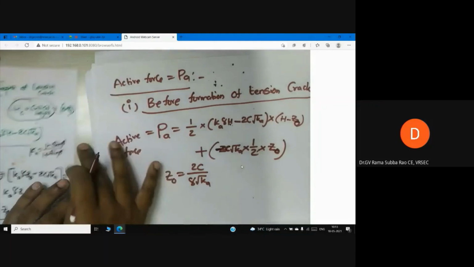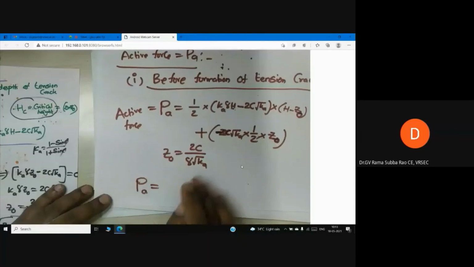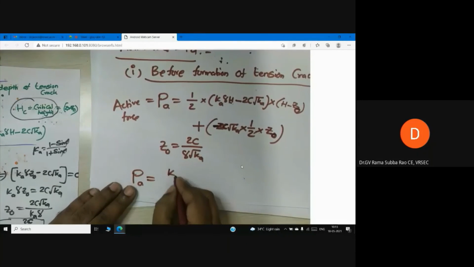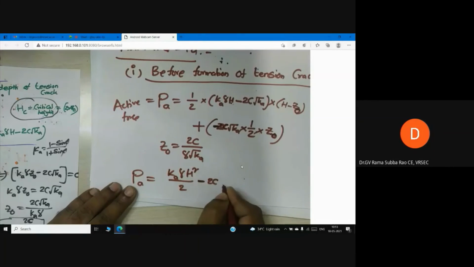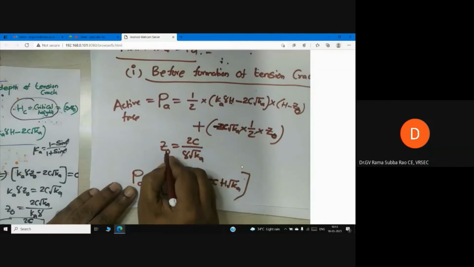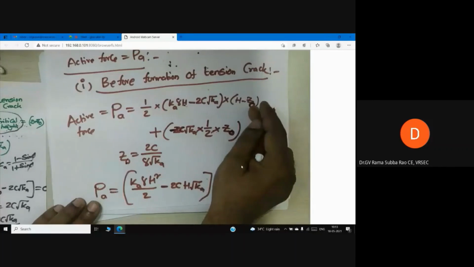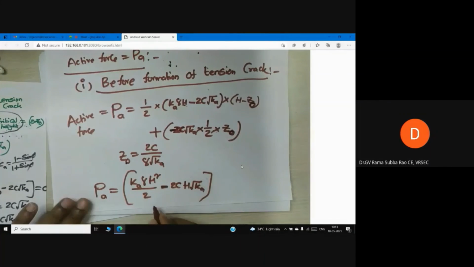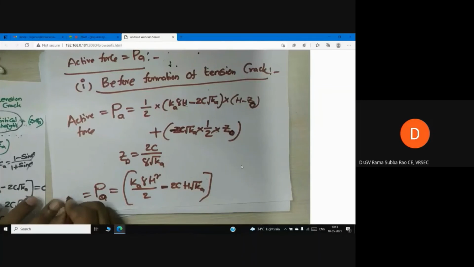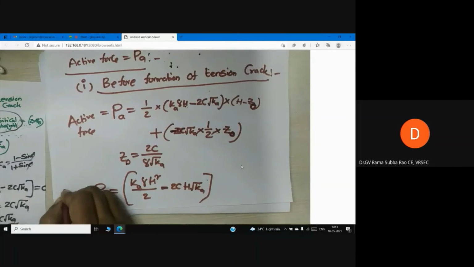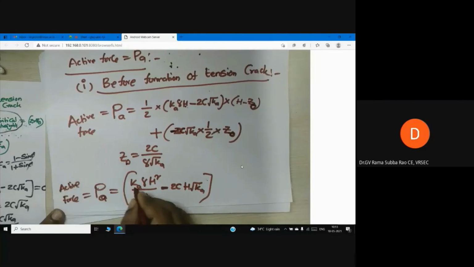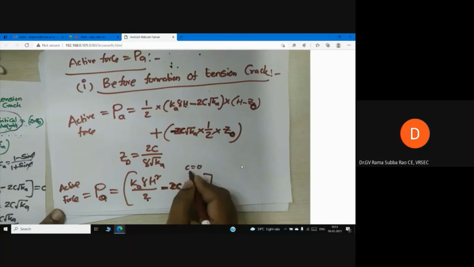So once we substitute, we'll get Pa is equal to Ka gamma h square by 2 minus 2c h root K. So once you do the calculation, just substitute Z0 in this equation. At the end, you can see this equation. Again, there is a good discussion, sir. You are telling force, thrust, active thrust. So we are happy to see Ka gamma h square by 2. If C is 0, what will happen? This is going to be 0.